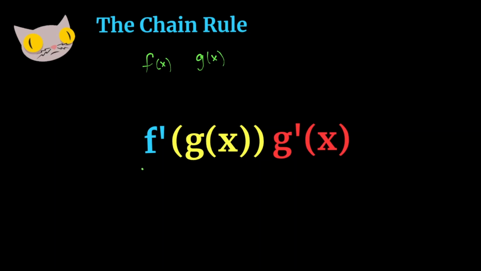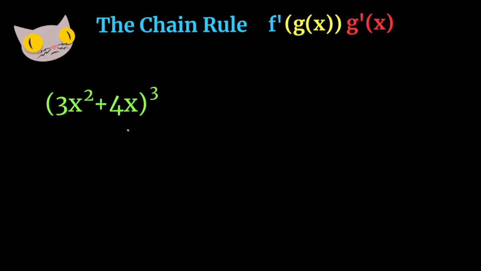You need to take the derivative of the outermost function, then the innermost function is left alone, then you take the derivative of the innermost function. That's basically it. Let's do some examples.